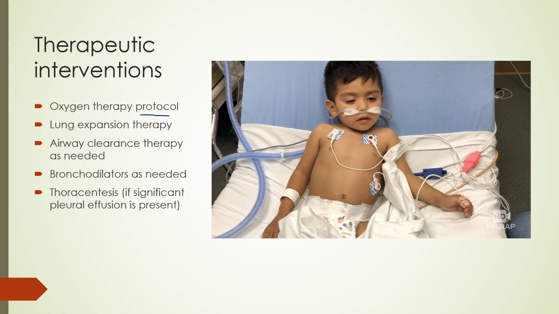This kid here is on a high flow device, and you can see how large bore that tubing is. That's Poiseuille's law in action, because that means we can run higher flows through it. What? Physics? I love it. Lung expansion therapy especially. That's going to help prevent more atelectasis, or help reverse or be therapeutic with the atelectasis. That will help them with their condition overall. Airway clearance as needed. Of course, bronchodilators as needed.